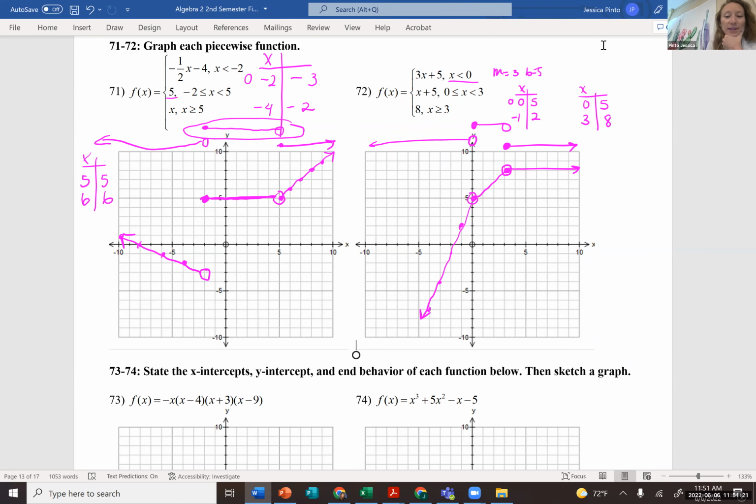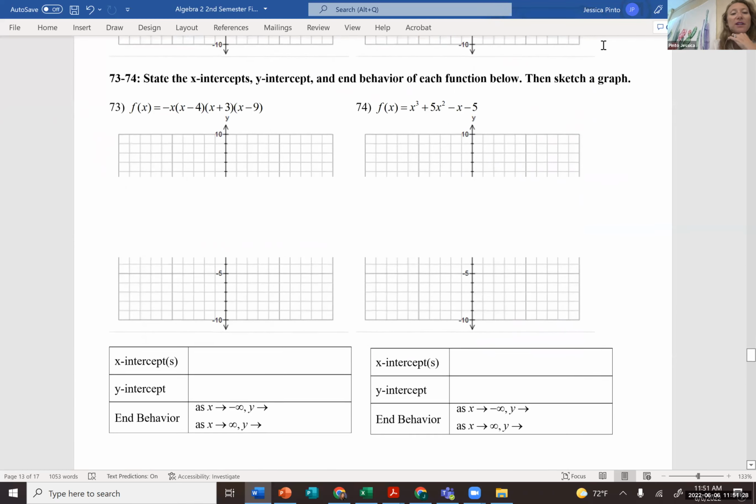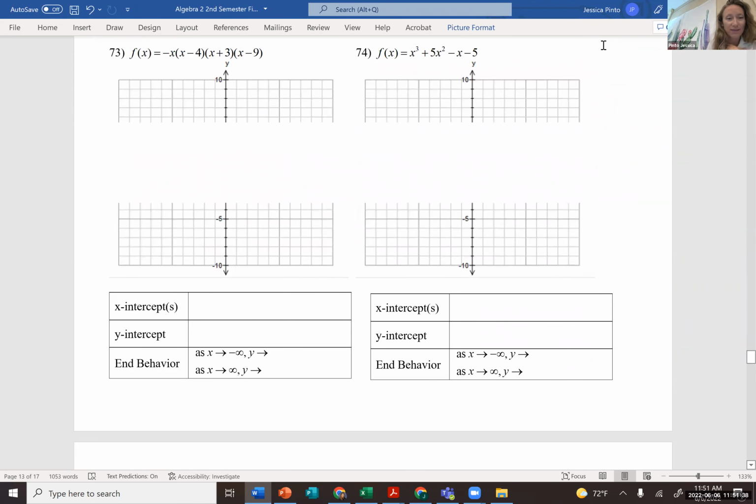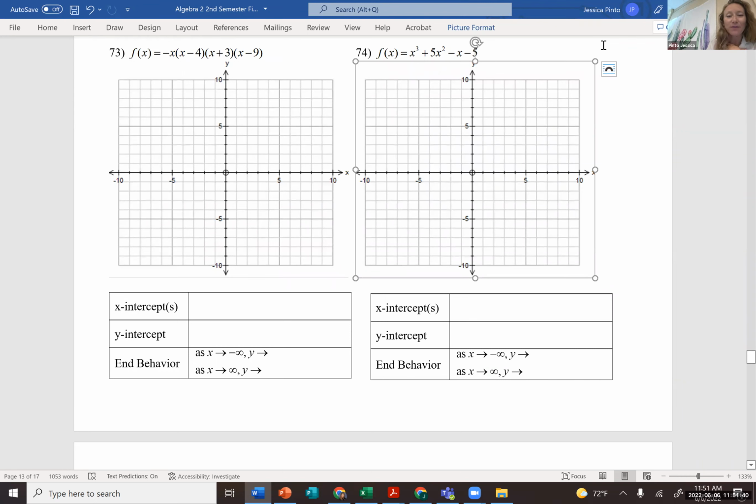All right, cool. 73 and 74, these are totally crazy problems. This is first semester, and these are polynomials. So we're seeing that end behavior down here. So looking at 73, I wonder if my graphs will show up or not. Oh man, there they are. Okay, cool. All right, so I love this. We did a warm up of this a few weeks ago.